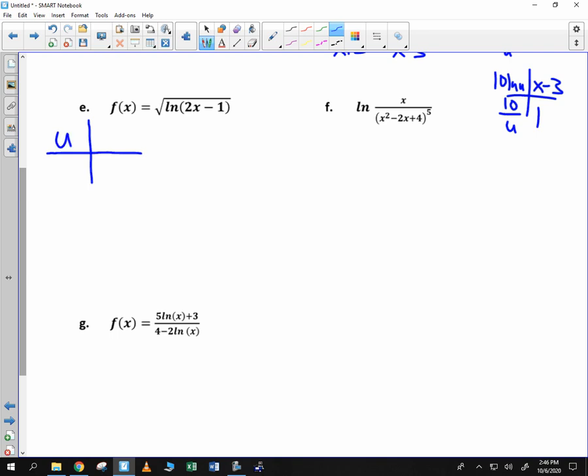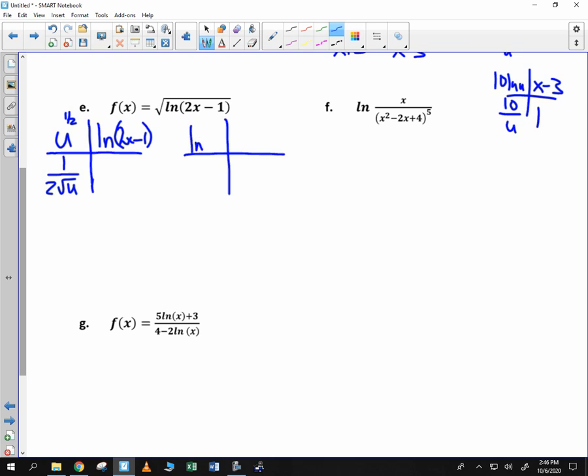We start by taking u to the 1/2, and on the inside, we have the natural log of 2x minus 1. Can't separate subtraction. Well, we do know the derivative of u to the 1/2, 1 over 2 roots of u. In order to find the derivative of natural log of 2x minus 1, we set up the chain rule.